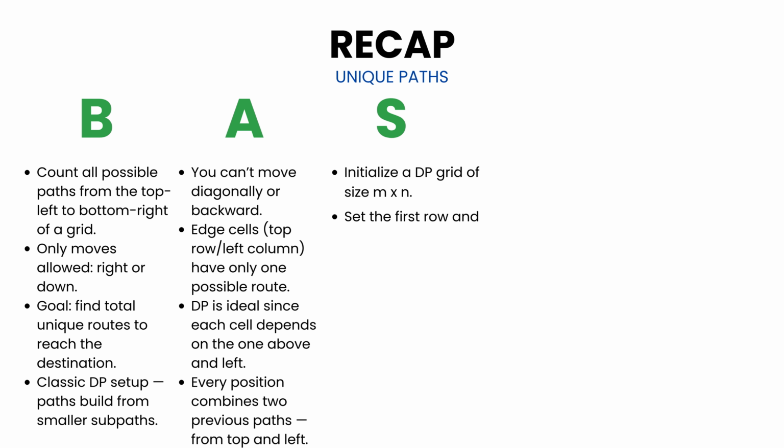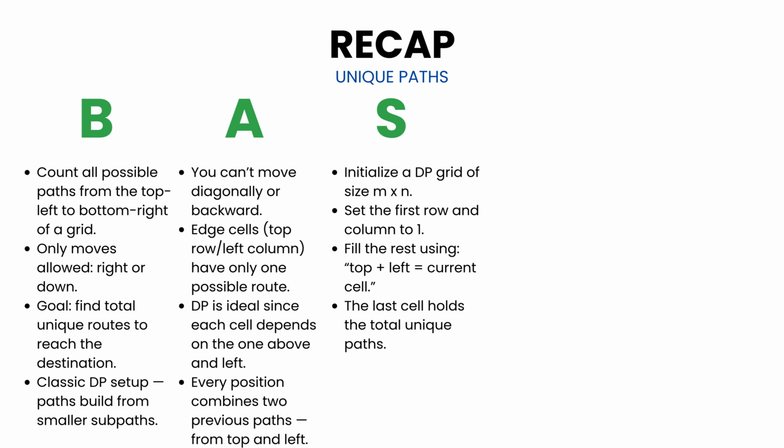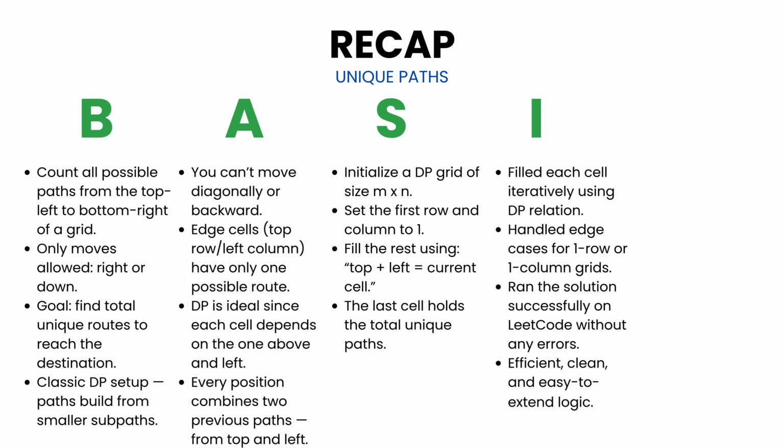Structure recap. We planned it like this. Start with a grid of path counts, initialize the first row and first column to 1 since there's only one way to move along the edges, and then fill the rest by summing the top and left cells. That pattern continues until the destination cell gives us the total number of paths. Implement recap. We implemented the logic cleanly, ran the solution on LeetCode, and everything executed perfectly. No syntax issues, no boundary errors. The DP table built up exactly as expected, and the output matched every test case.